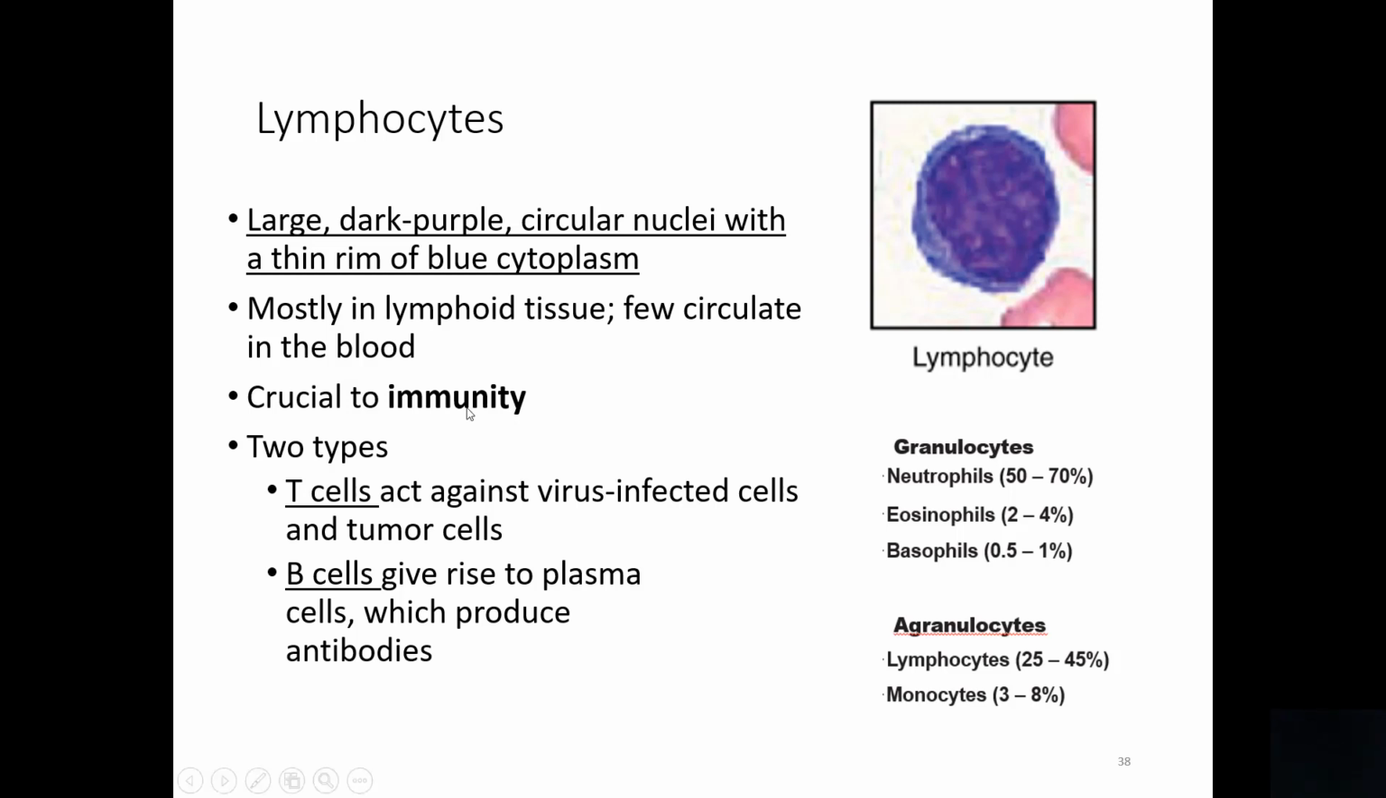Right now, you need to know that there are 2 types of them, T cells and B cells, and they both look alike. You cannot distinguish between them if you look at them under the microscope.